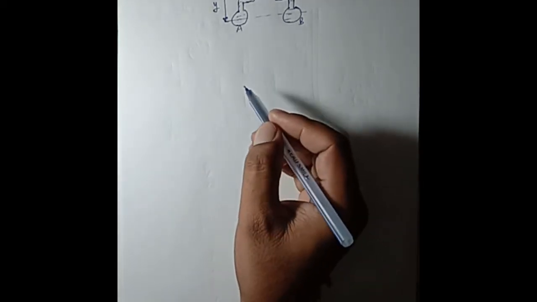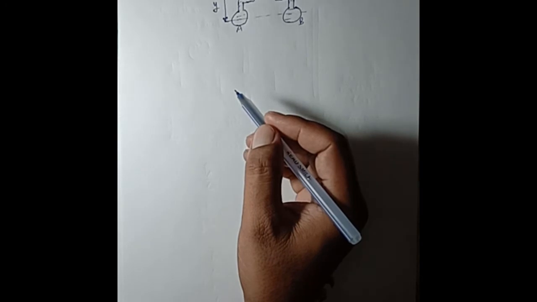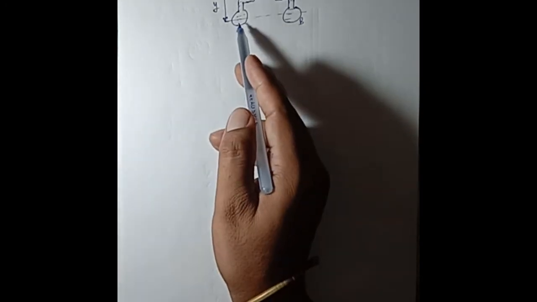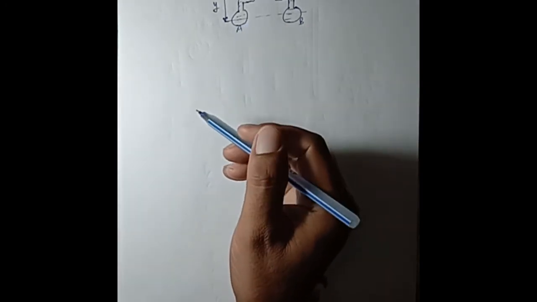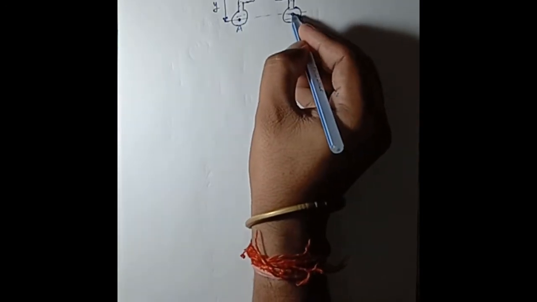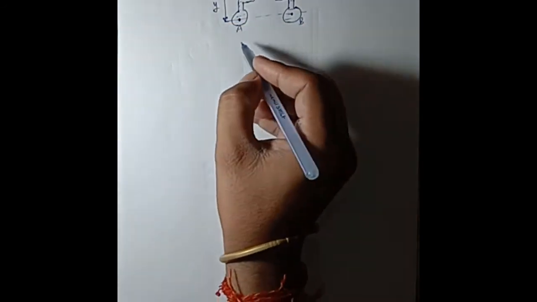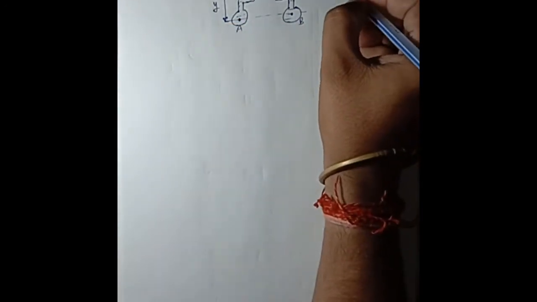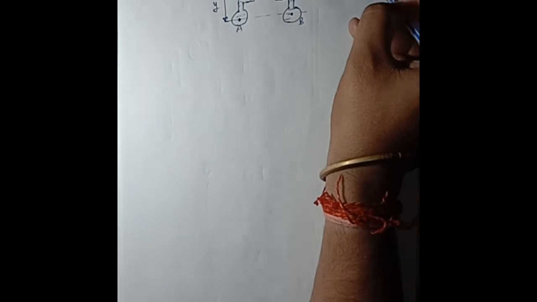Therefore, if the specific gravity of the liquid is S1, then the relation between the pressure heads at A and B is PA upon gamma W minus PB upon gamma W equals H into S1, where S1 is the specific gravity of the fluid filled in the inverted U-tube manometer.